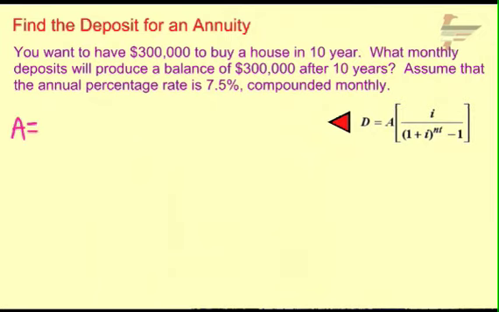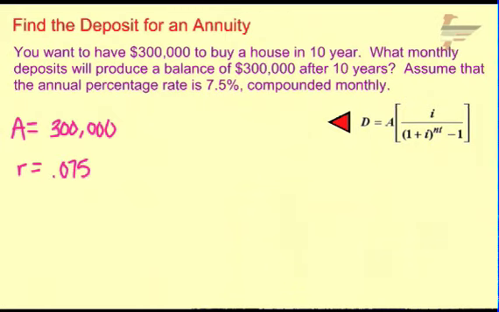A is going to be equal to how much do we want at the end. So in 10 years, how much money are we hoping to have? That's that 300,000. We have our rate as a decimal, and our rate is 7.5%. So we just move that decimal over 2 spots and get 0.075.